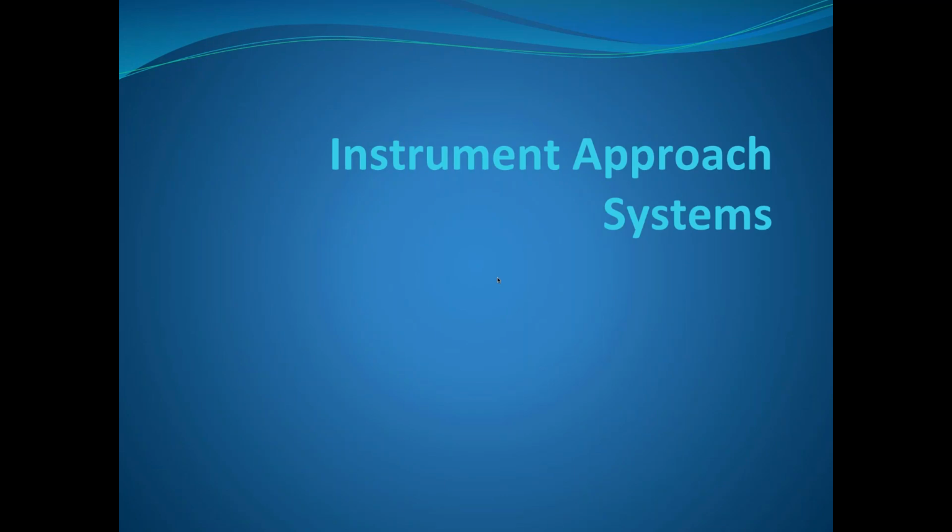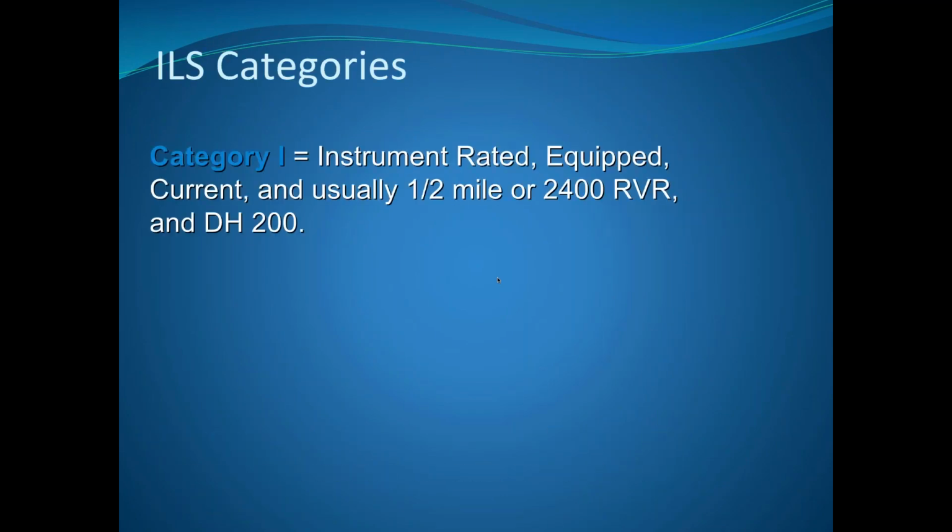So our instrument approach systems. So a Category 1 ILS. To shoot a Category 1 ILS approach, you have to be instrument rated. Your aircraft has to be equipped and current. Everything has to be current on the aircraft. And not only current on the aircraft, but you also have to be a current instrument rated pilot. So we have to go through proficiency checks every so often as a pilot to retain our instrument rating.